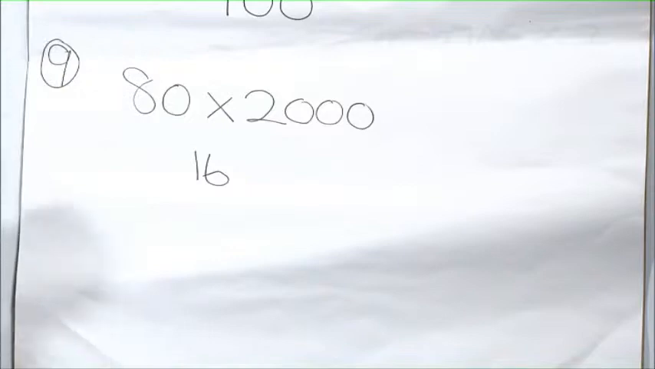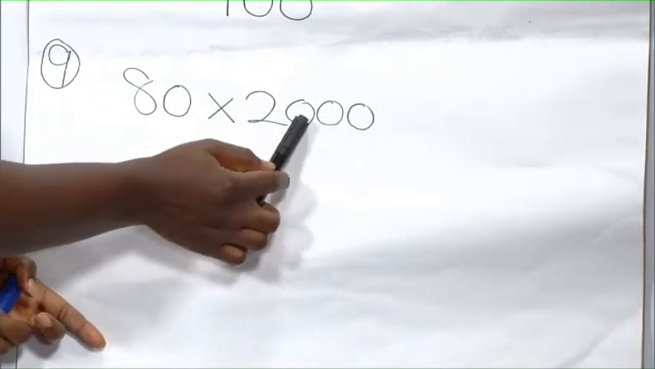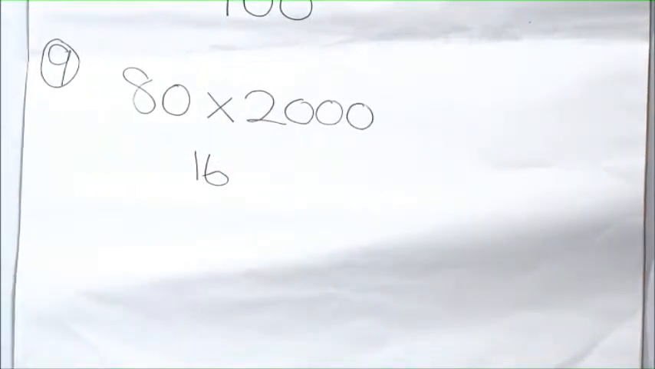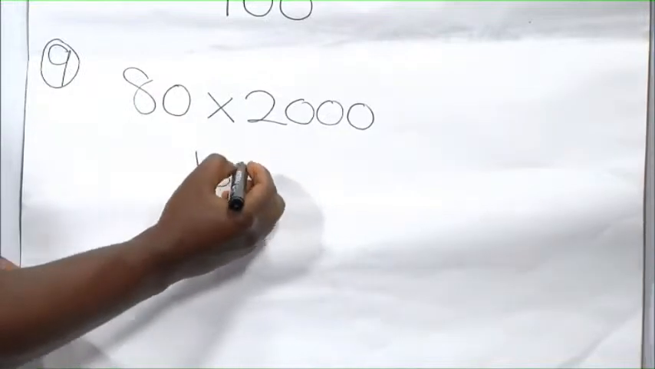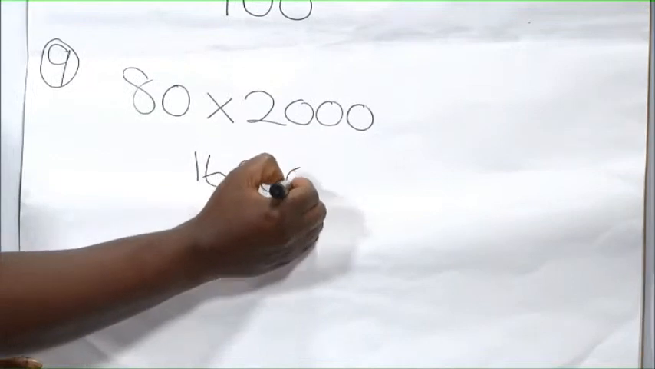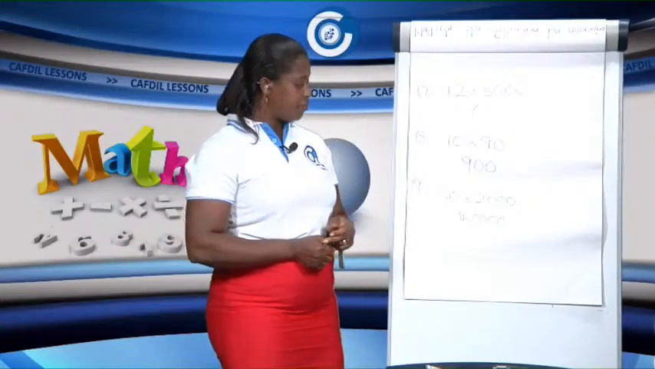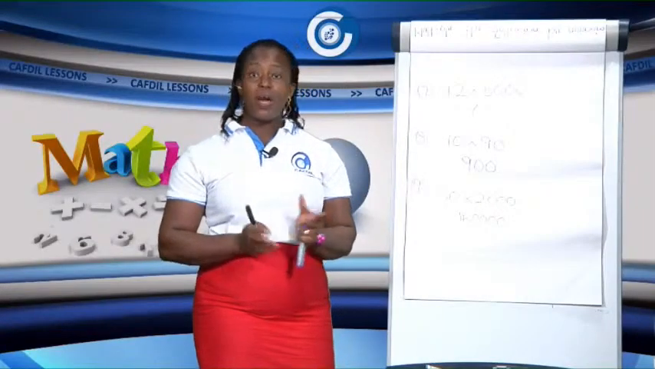How many zeros do we have here? We have 1 here and then 3. So 1, 2, 3, 4. 4 zeros. So let's write 4 of the zeros here. 80 times 2,000. And what is our result? Is 160,000. I hope you're following.